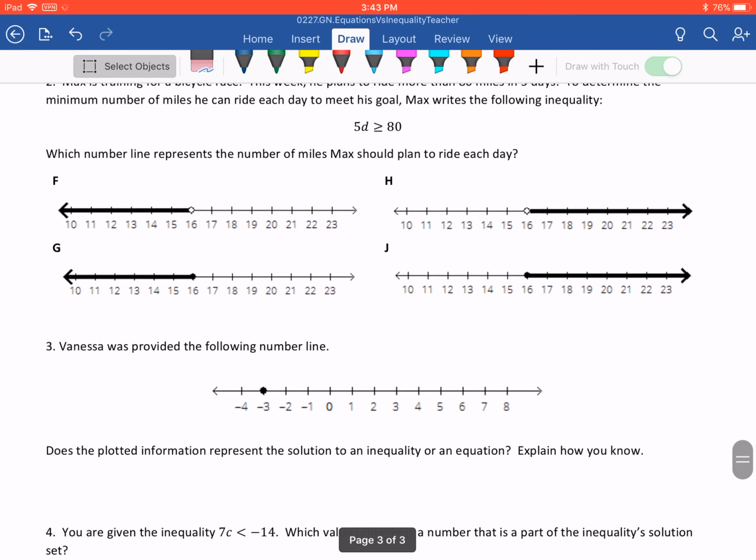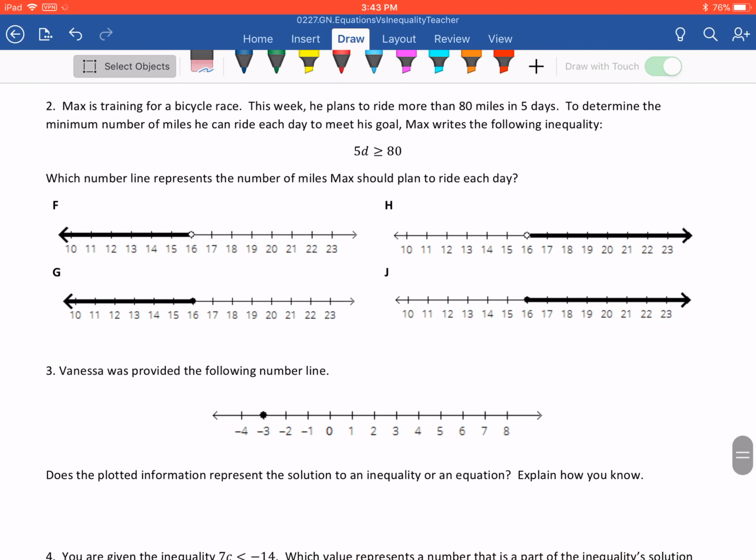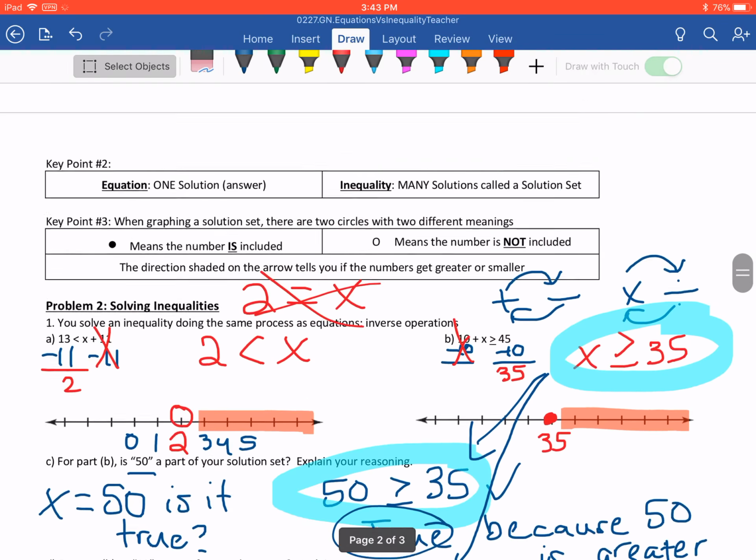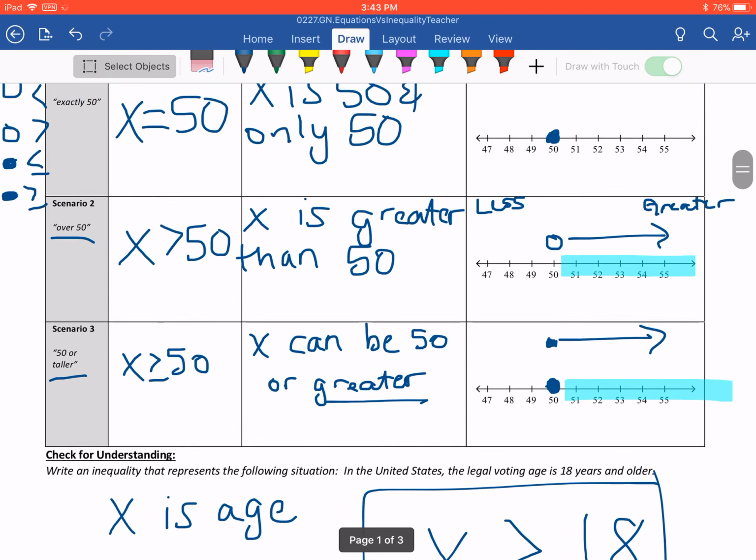All right, this question over here, number 2, we're actually going to do this one in class, so you don't need to worry about completing this part of the page. Just make sure you have everything written down from the first 2 pages, because we will be checking for it and making sure that you completed it.